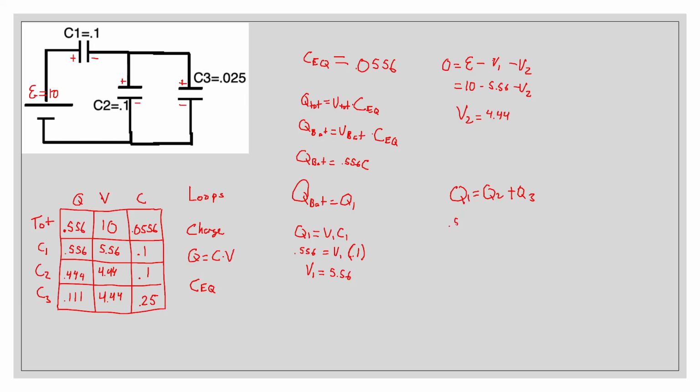This was going to be 0.556. To check, 0.556 is equal to 0.444 plus 0.111. And it's not quite right. Obviously, it's very, very slightly off, and that's just because of rounding.